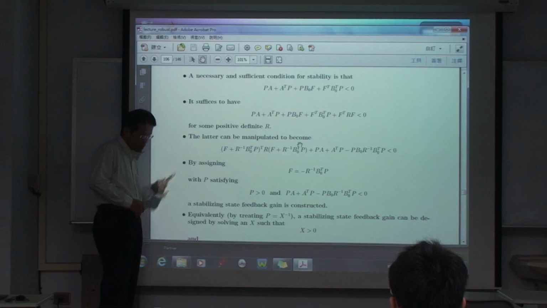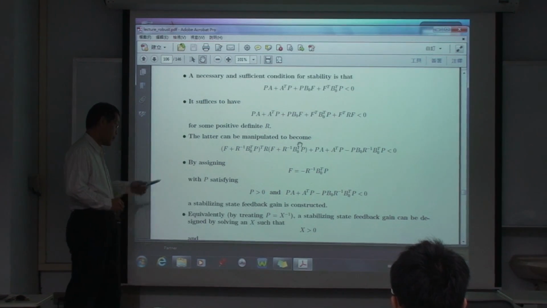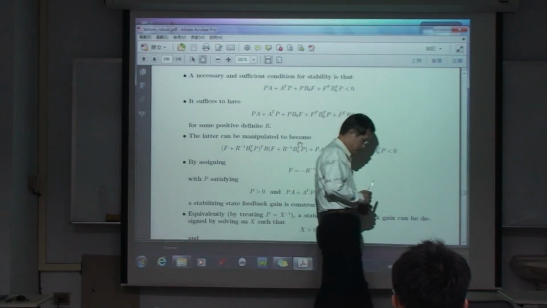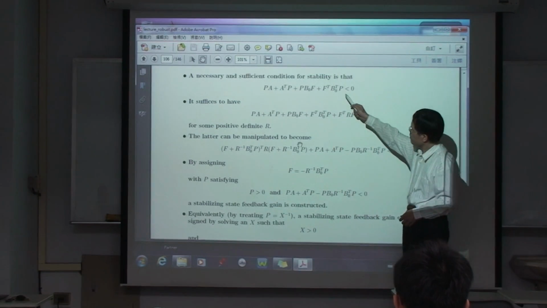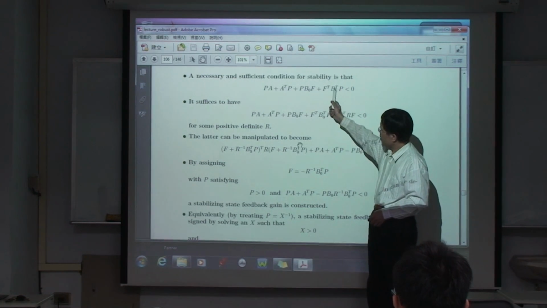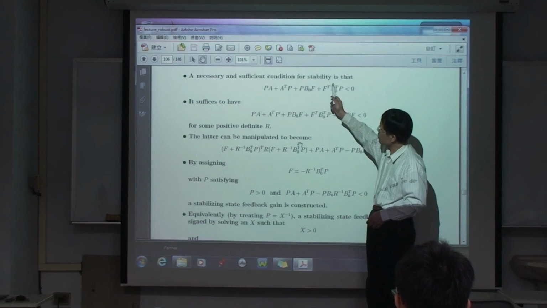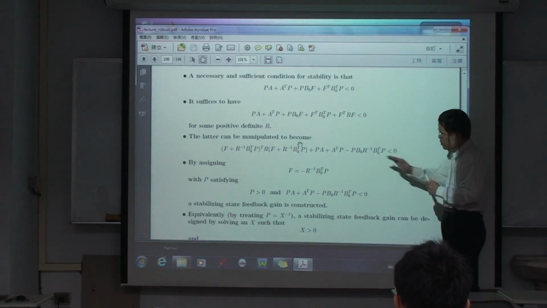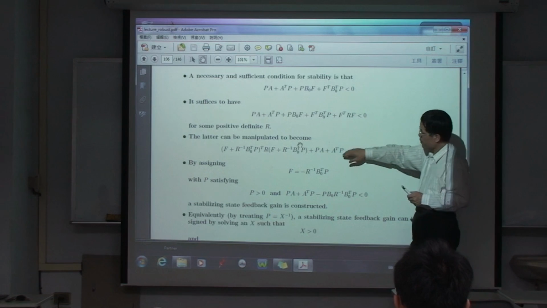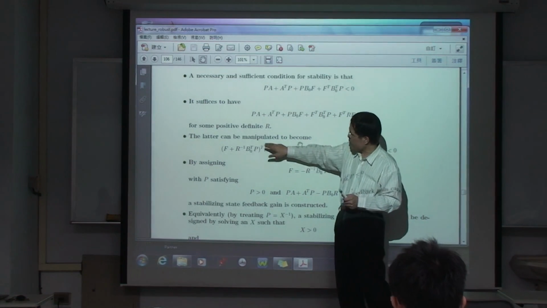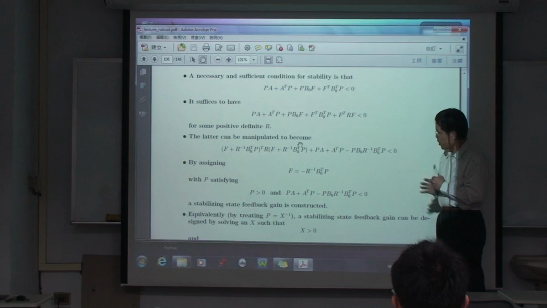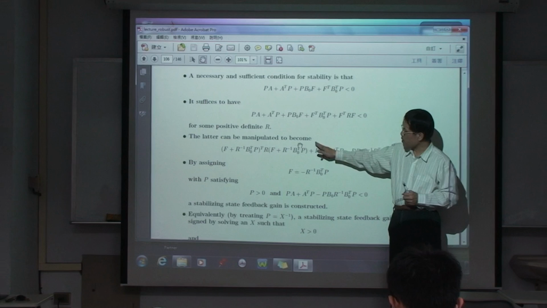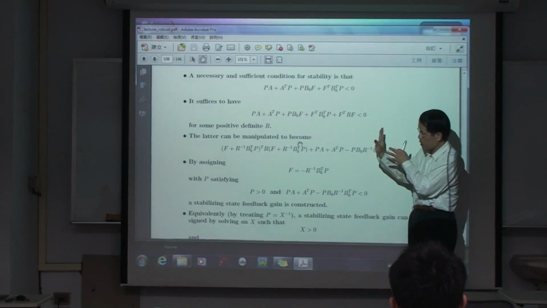So what's the benefit of this equation? The benefit is, in the original equation here, P and F are coupled. Okay, because you see P and F multiply together, same thing here. But now, suppose you look at this equation, definitely you can see P and F coupled there. But the nice thing about this equation is, you have one particular equation that's independent of F. So it has nothing to do with the feedback.